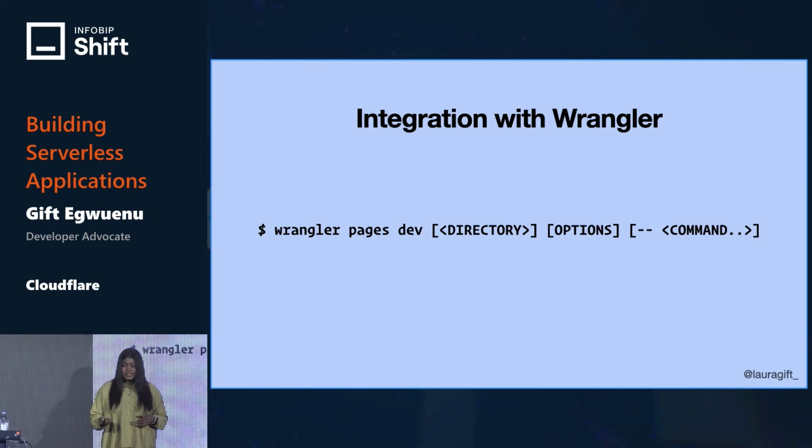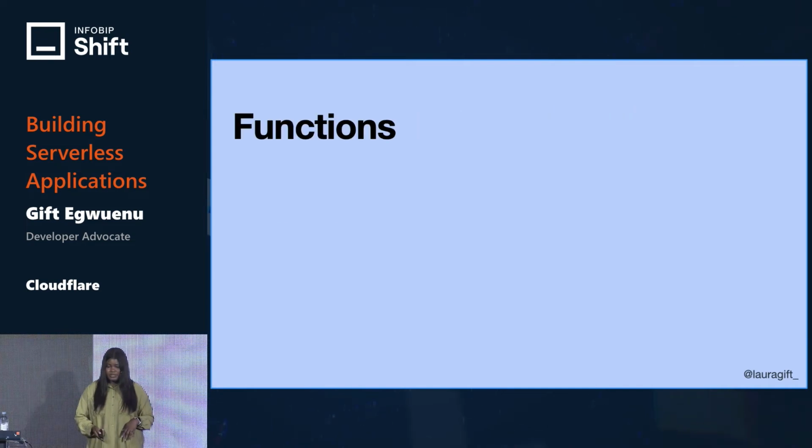So this is an example command of how to work locally with Wrangler and Cloudflare Pages. You would run the command wrangler pages dev and then the directory that you're trying to deploy. Depending on the kind of project you're building, for Nuxt, it's the dist directory. Running this command will build your application locally so you can test stuff before deploying it to Cloudflare Pages.